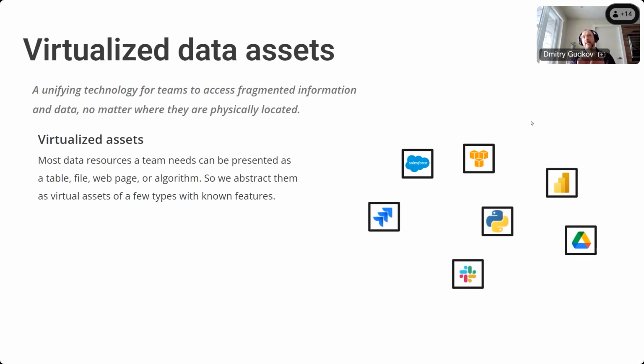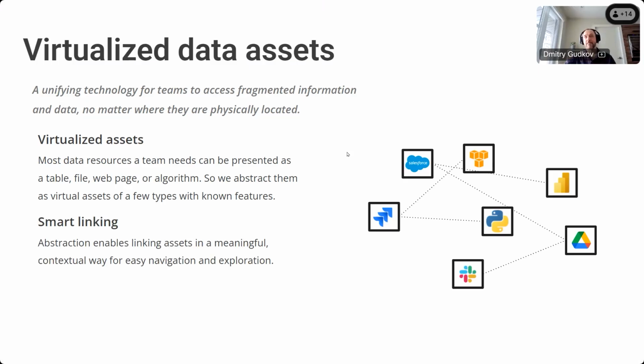So we can abstract away and we can virtualize data and applications that are in use. We can generalize them to several types of assets with known features and known capabilities. And as the next step, when they are abstracted away and when we know those features and capabilities, we can link them.